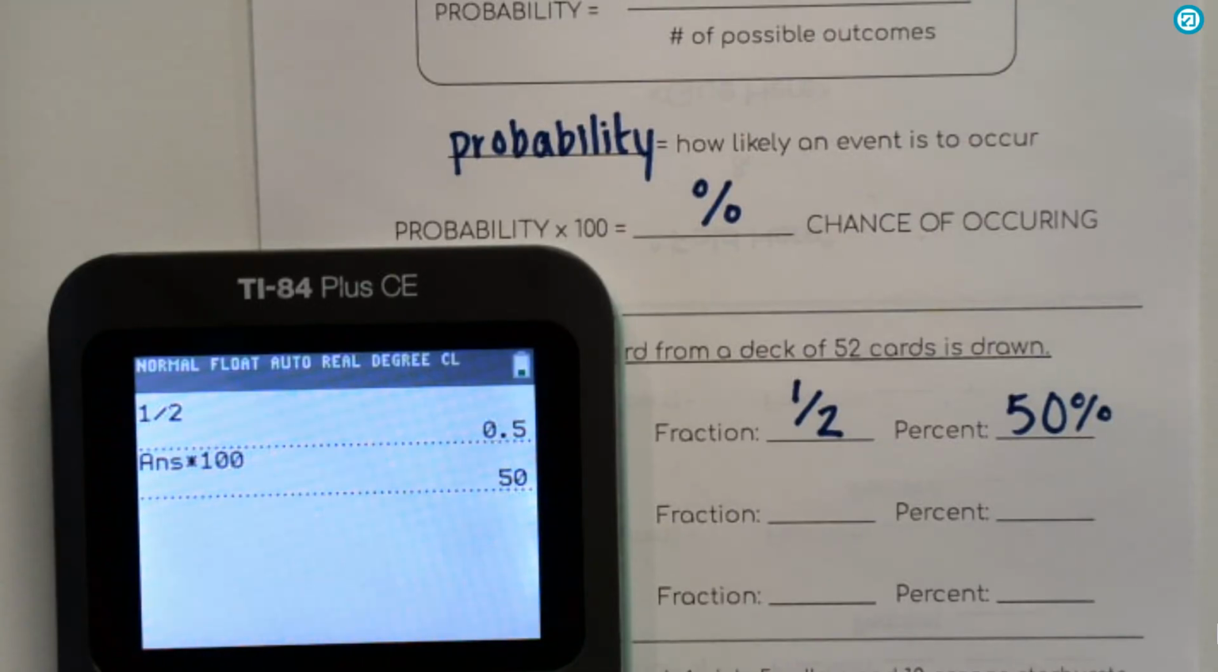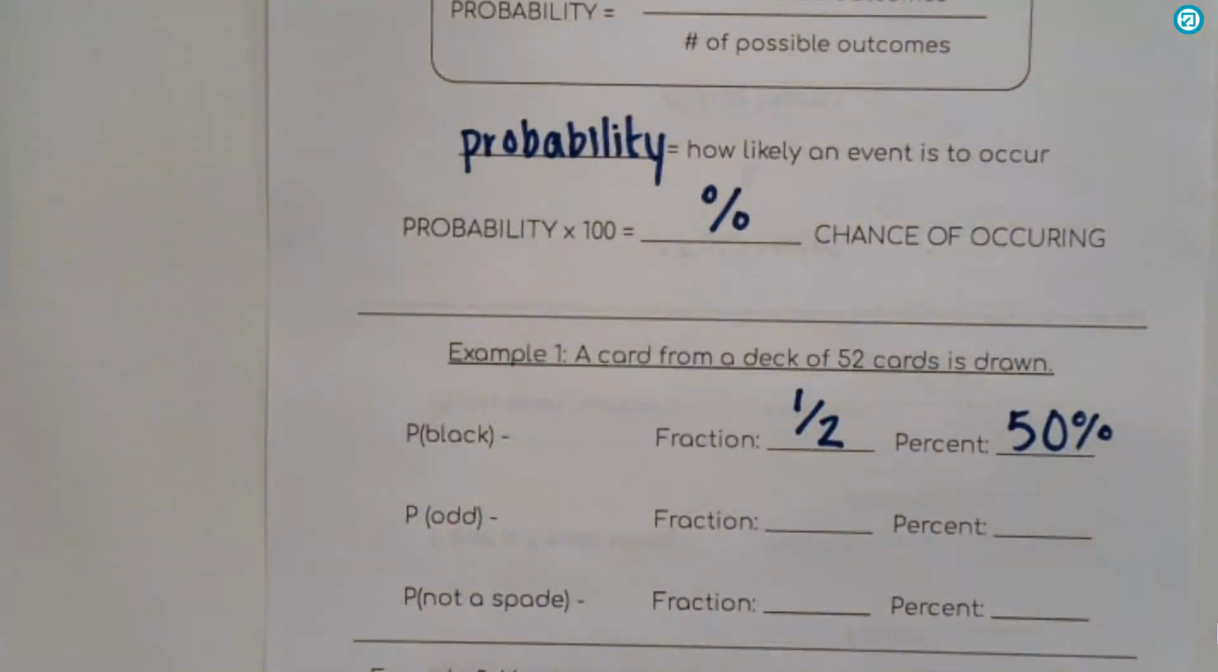Right. Next one on here, we want to find the probability that we are going to get a card with an odd number on it. So here's where I'm going to pull up a deck of cards on Google Images.